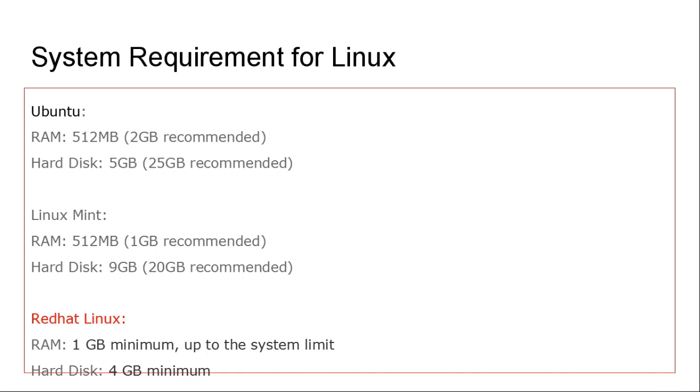On the other side, for Linux Mint, you need a minimum of 512 MB RAM and the recommended is 1 GB. With respect to hard disk, the minimum is 9 GB and the recommended is 20 GB. And for Red Hat Linux, 1 GB is the minimum, and you can go to any limit based on the system. For hard disk you would need a minimum of 4 GB.